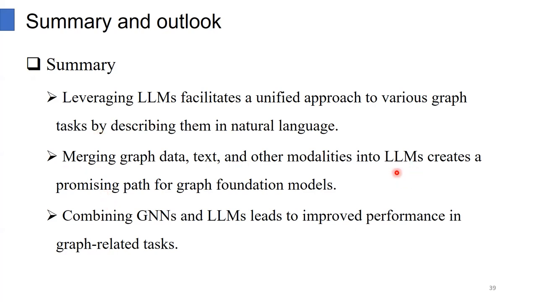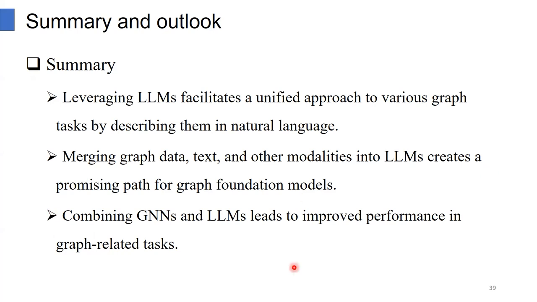And a large language model potentially can also merge different modality, right? If we translate the graph data into sequence of tokens, okay? As we have seen, there are graph to token and graph to text assets. Then the LLM can handle both the unstructured natural language and the structured graph data. So this paves a promising path for graph foundation models.